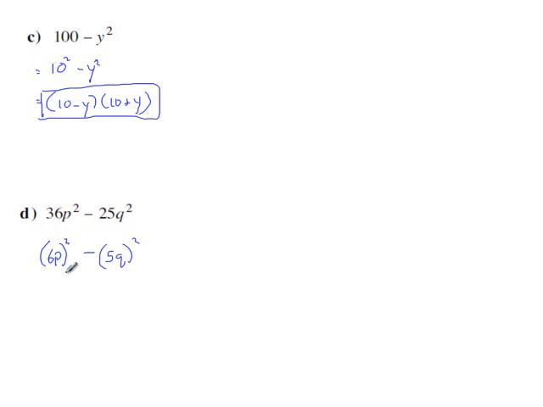So now it's in the right format, something squared minus something else squared. Your a term is 6p, your b term is 5q. So this will equal (6p minus 5q) times (6p plus 5q). Final answer.